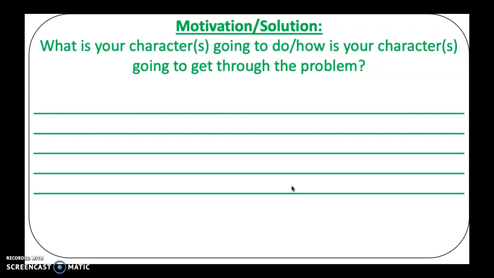And then we move on to motivation and solution. What is your character or characters going to do? How are your characters going to get through the problem? So Johnny and Susie, the Loyalists wanted to take their dad to jail for being a patriot. How might they get over this problem? What are they going to say and do to get away from the Loyalists?